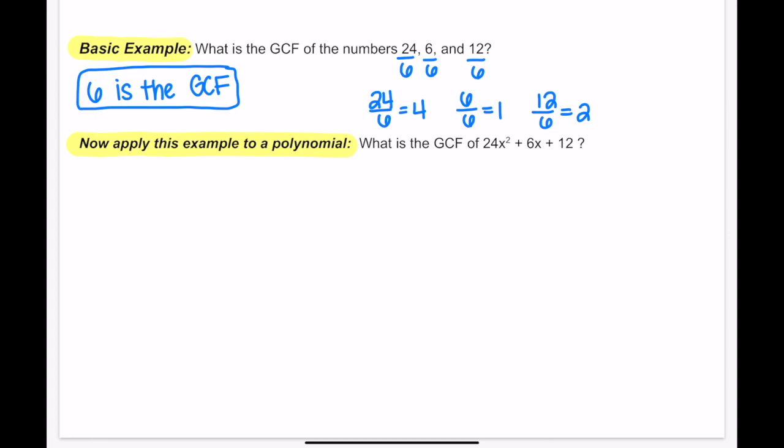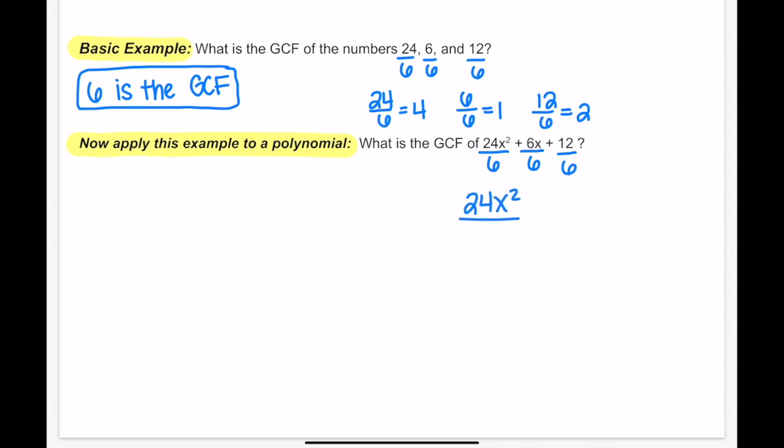Now, if we apply this same concept to a polynomial, it's the same idea. What is the GCF of this polynomial? 24x squared plus 6x plus 12. So instead of having just the individual numbers listed, we have a polynomial here. So we're still looking at the numbers in this polynomial, 24, 6, and 12. So the greatest common factor of this is going to be 6 again, because we can divide each of these terms by 6 evenly.